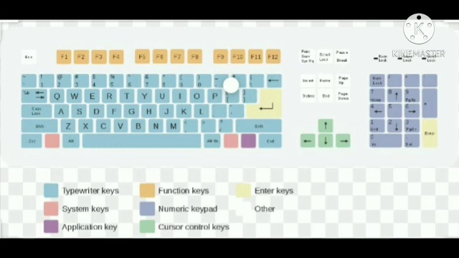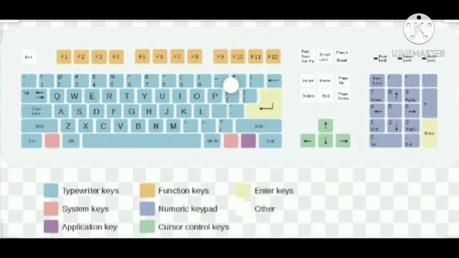Enter key. Enter key takes the cursor to the next line. After typing a sentence, you press the enter key. When you start typing again, you will be typing in the next line. There are two enter keys on a keyboard. Spacebar key. It inserts a blank space between the words. Spacebar is the longest key on the keyboard.